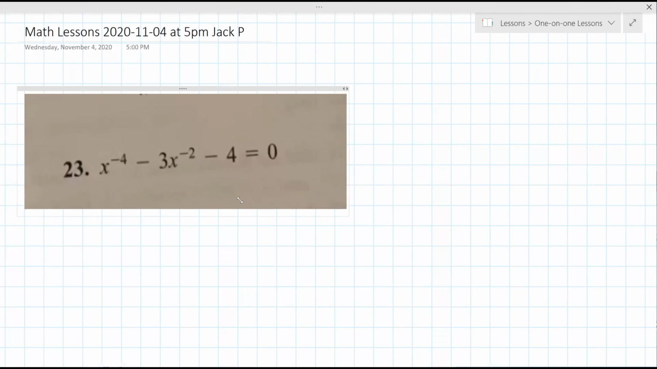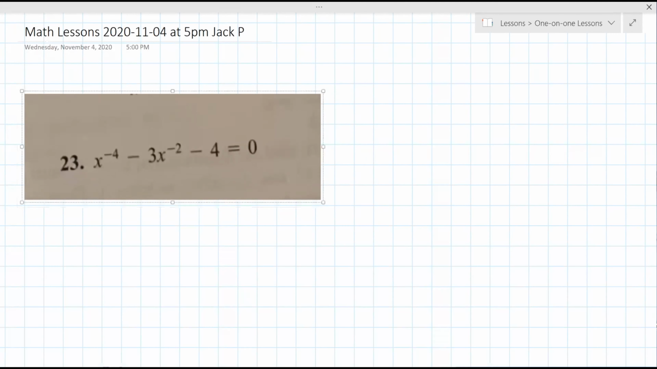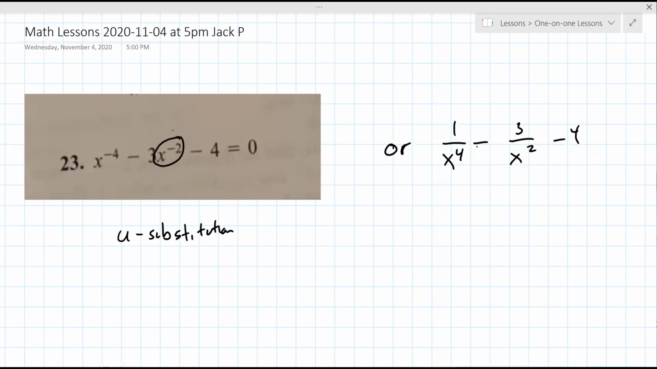Any of the ones where there's a variable with a negative exponent, or if it says like 1 over x to the fourth minus 3 over x squared minus 4, these are all going to be what are called U substitution problems. And the setup is whatever this middle thing is, that's your U. So you would write U equals x to the minus 2.